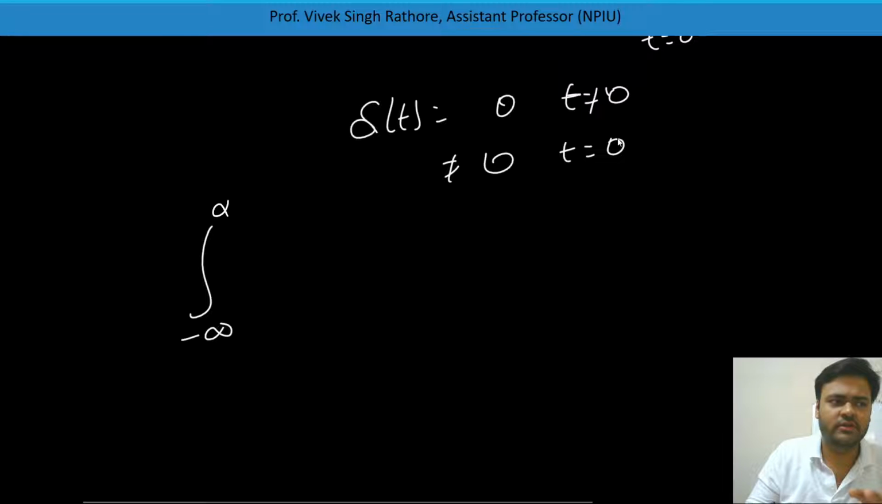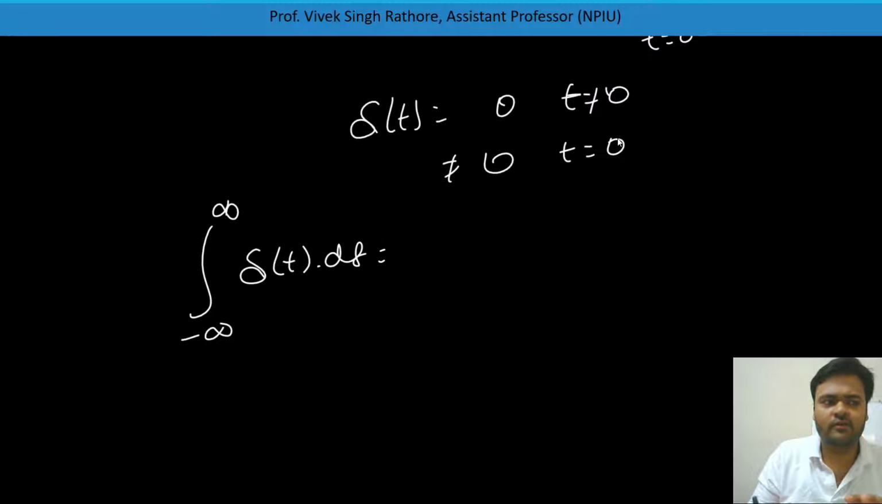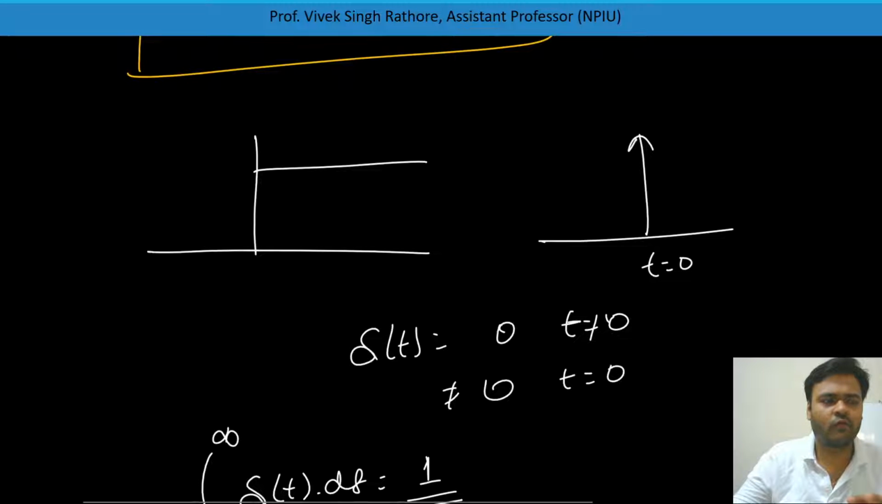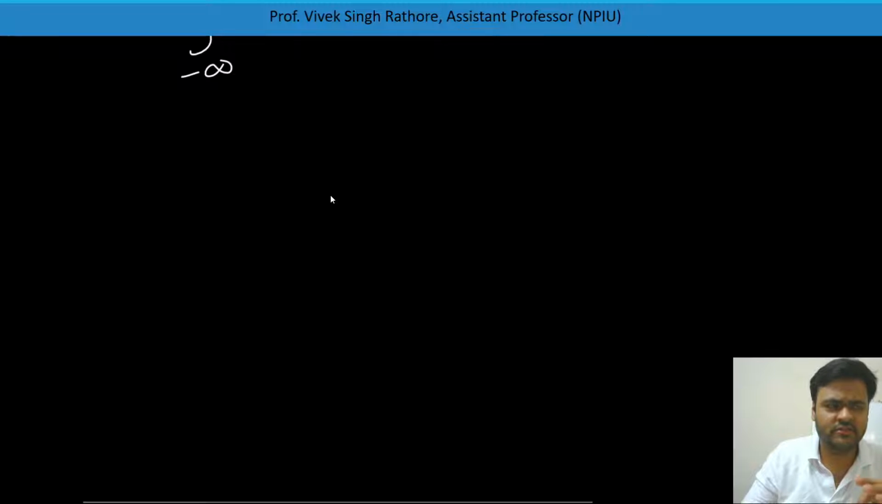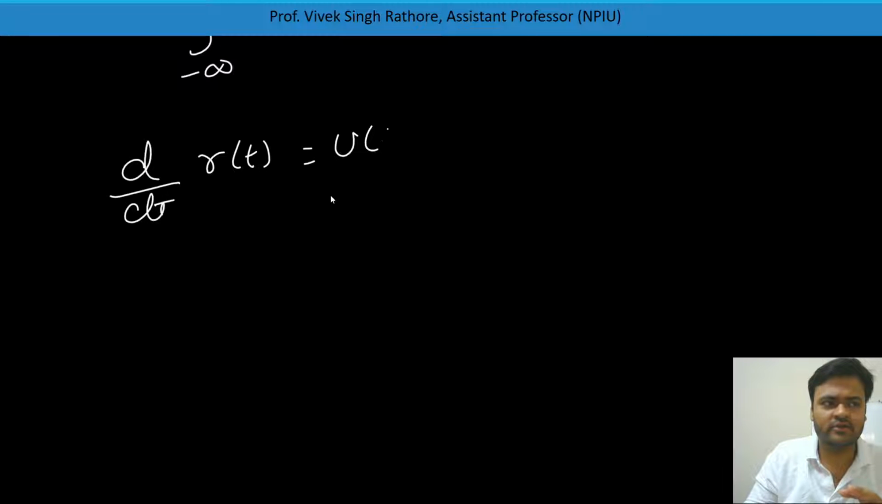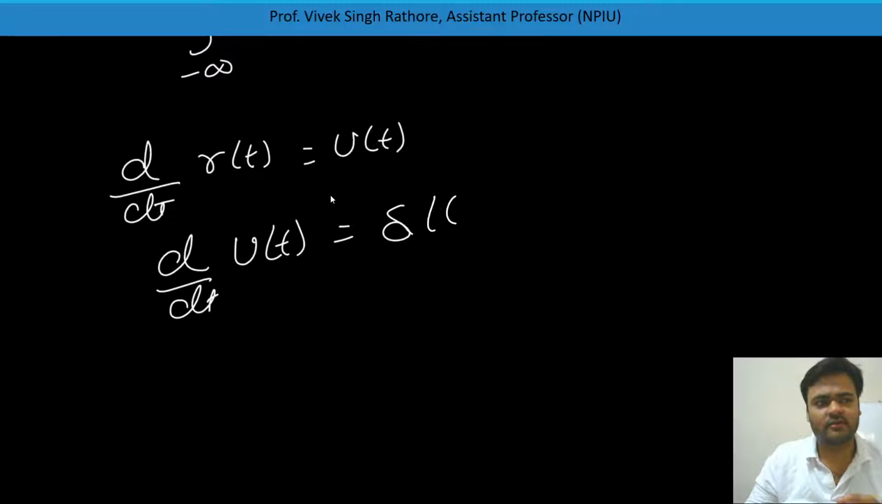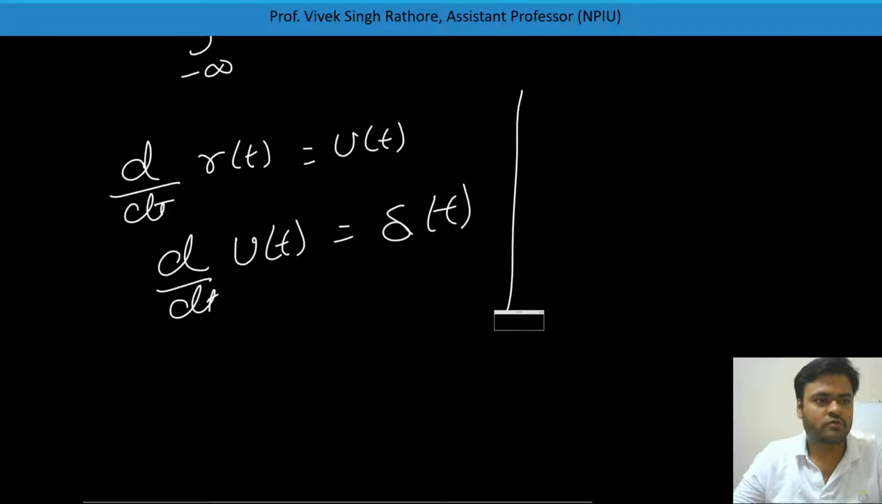When we integrate our impulse signal, you will get a constant value, that is 1. So here, when we integrate our unit impulse signal, you will get the step signal. So there is a link between all these signals. If you do d/dt of r(t), you will get a unit step signal, but when you do d/dt of the unit step signal, you will get an impulse signal. So there is a relation between them. Okay, you need to see this. Many questions are asked on these relations.